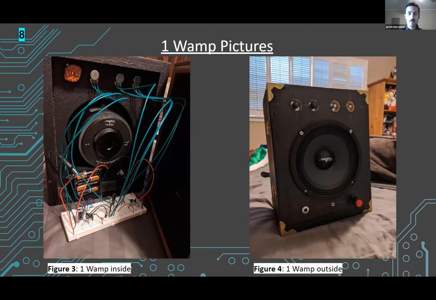Here's two pictures of the one amp design. On the left is our open box. We've got the circuit design there at the bottom. The battery pack is being used. It's designed where we can either use a wall mount or a battery pack, either or. And then the picture to the right is the actual enclosed case.